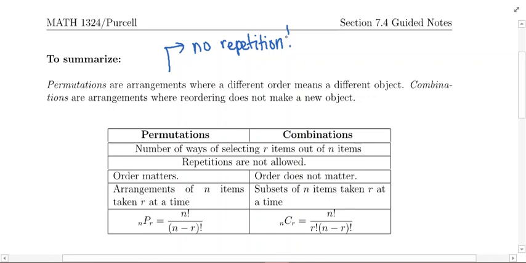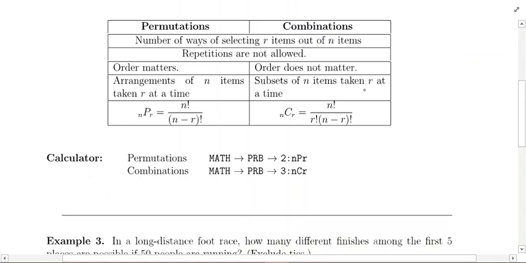With permutations, the order matters. With combinations, the order does not matter. The little box below summarizes this information. For both permutations and combinations, we are trying to compute the number of ways of selecting R items out of N items. Repetitions are not allowed. With permutations, order matters. With combinations, order does not matter. And this little line right here is just repeating what we just said.